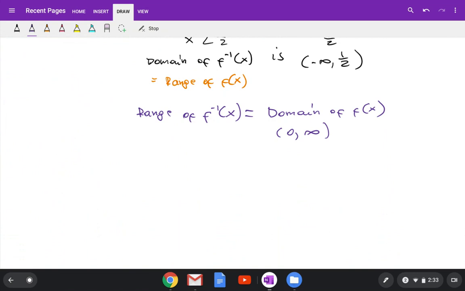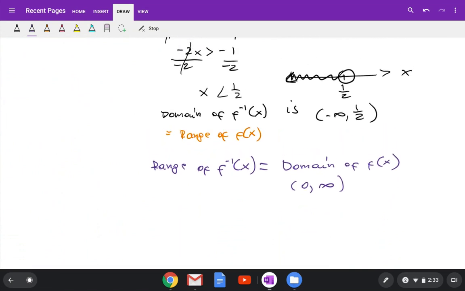Okay, so that's how I can use help from the inverse to fill in the range of the original and the range of the inverse. That's it for section 6.2.